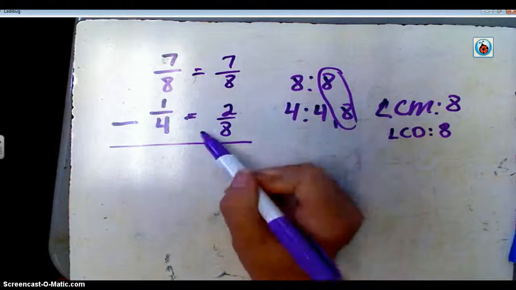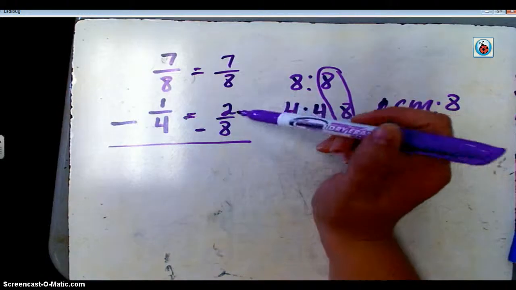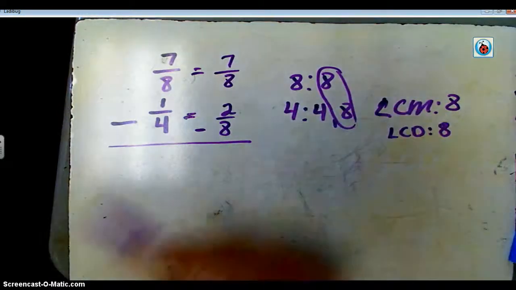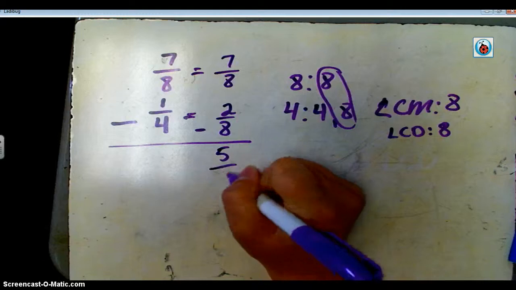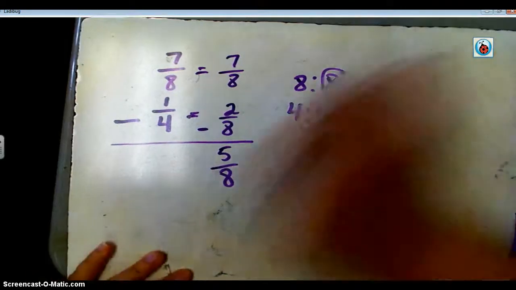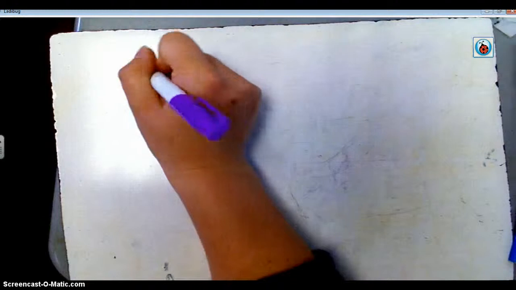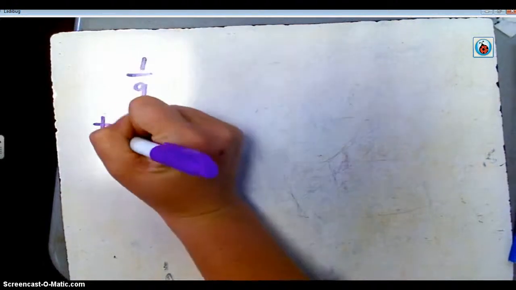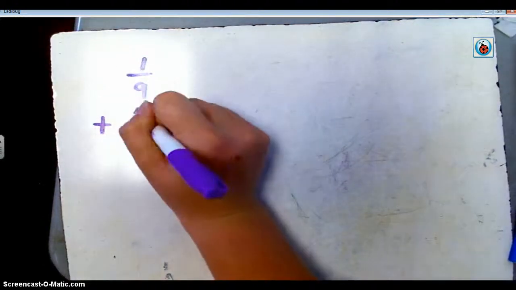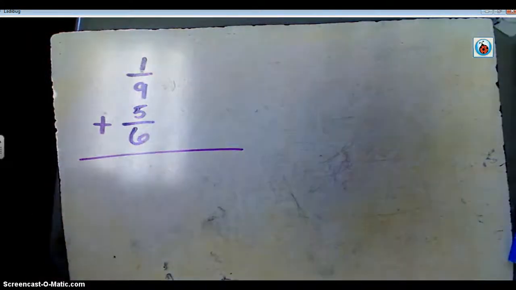So what do I do now? No, we're subtracting. 7/8 minus 2/8 equals what? 5/8. Am I done? Yes. All right. Okay. You guys get to do this one on your own. Go ahead.